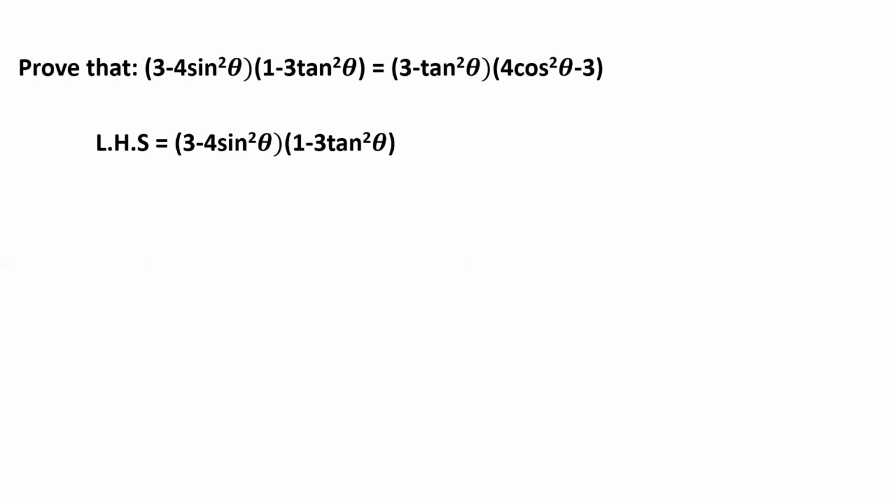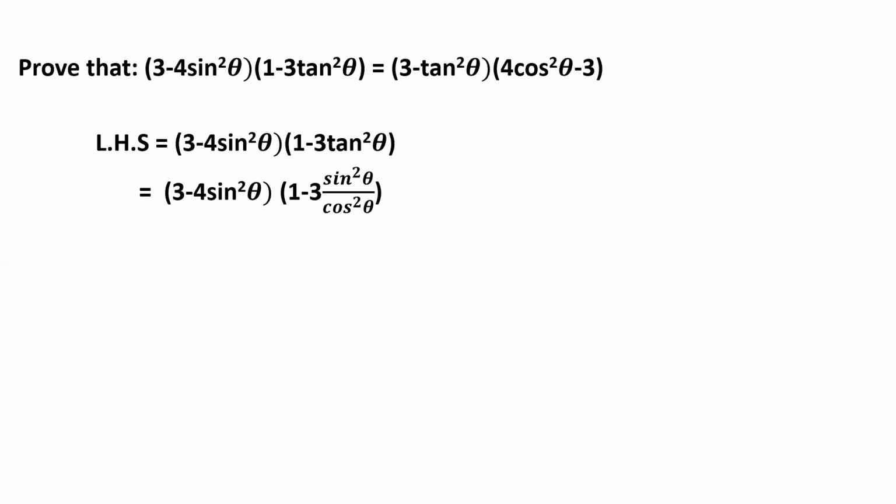I always told you that keep your eyes on the right hand side. And on the right hand side, we need a cos and we need a tan. Now here's a sine and a tan. So for the moment, let's just try to do in this way. Can I change tan square theta in terms of sine and cos? See, tan square theta is sine square theta upon cos square theta. Okay, 3 minus 4 sine square theta, I did nothing for the moment.